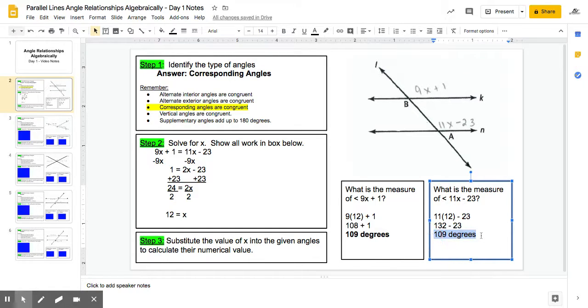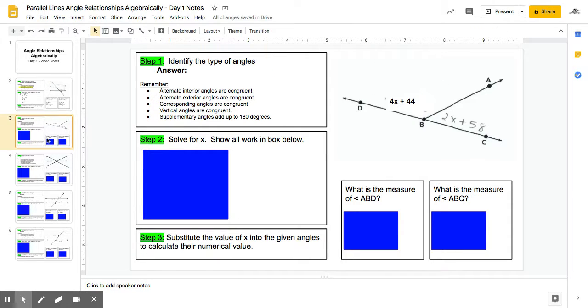Well, you might be asking, hey, why did we get the same degree measure? Because, guys, remember, these are corresponding angles, and corresponding angles are equal or congruent. So, of course, they should have the same angle measure. Okay, but we still got to make sure that we're showing all of our work and plugging in those x values into both of those expressions. That also helps us check our work, because if we plugged that number for x in and we got different degrees, then we know we did something wrong, because we know that they have to be equal to each other. Okay, let's now look at number 2.